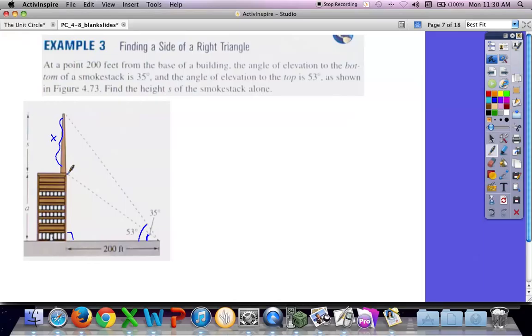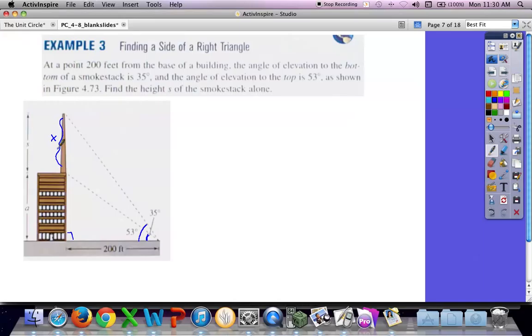What we can do is calculate the height. We have enough information. We know this side of the triangle, which is adjacent in both cases, and we know the angle of elevation. So we'll be able to solve for the height of the building plus smokestack, and then we'll be able to solve for the height of the building, and we'll subtract. That's how we'll get the height of the smokestack.